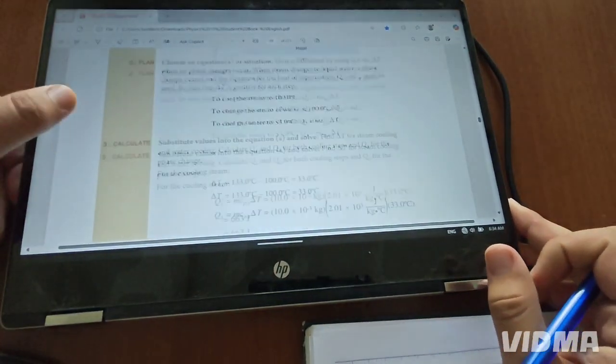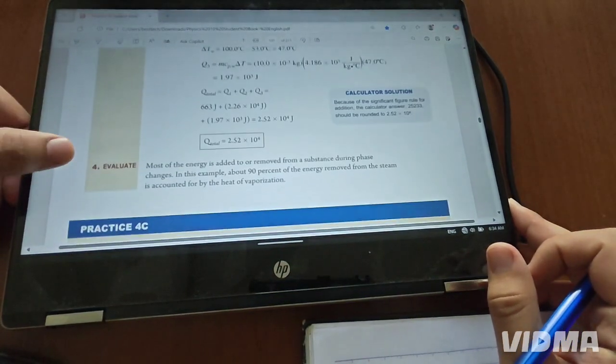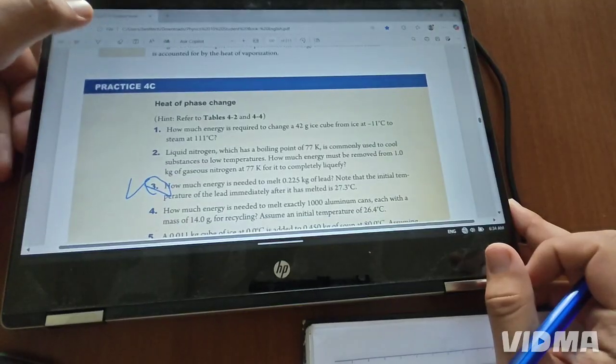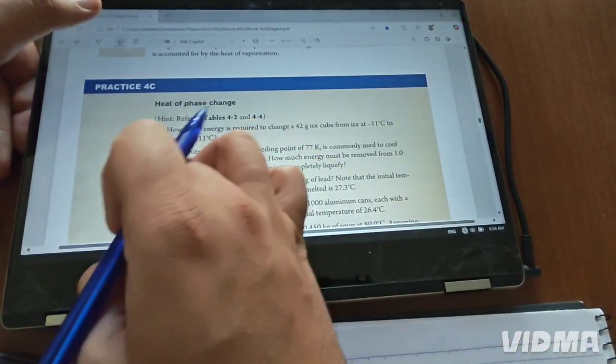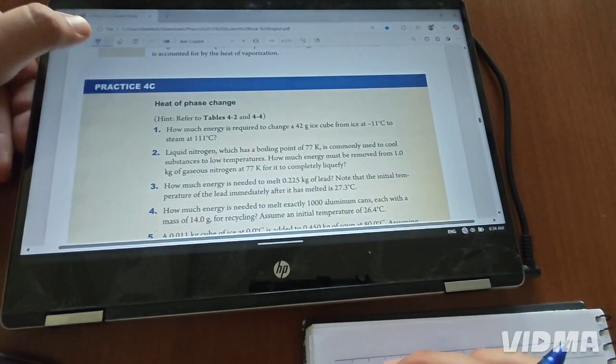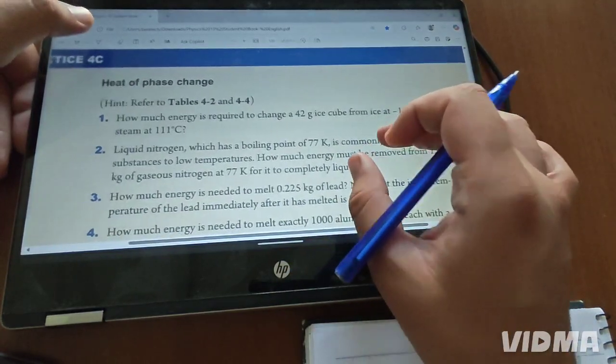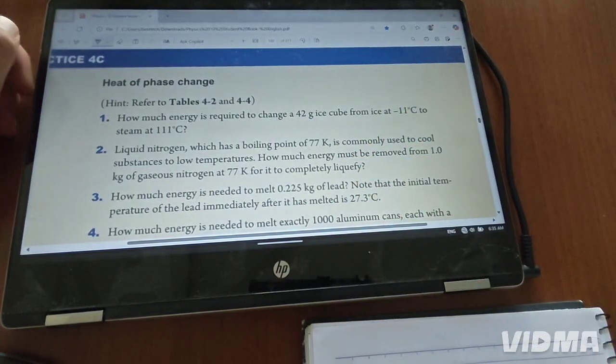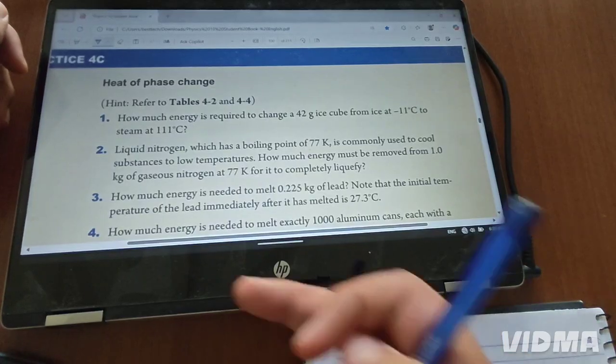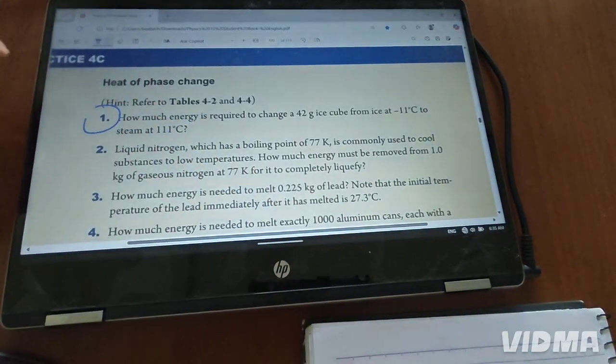The second example. Exercise. In the exercise, the first example. Now, look. Actually, question 1 needs a lot of steps, but still I'm going to do it, okay? But really it takes so much time.